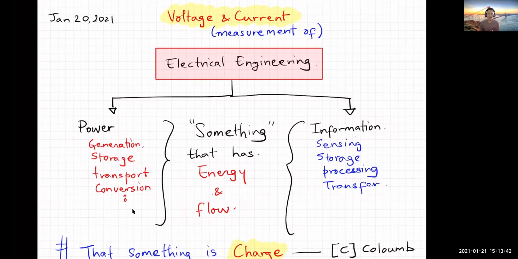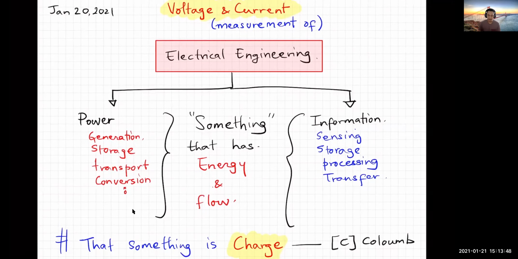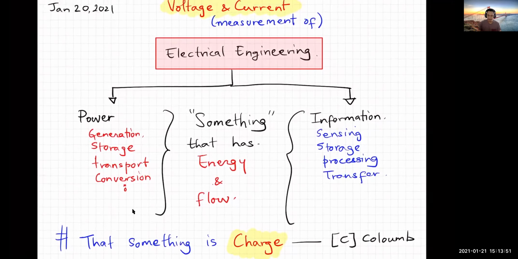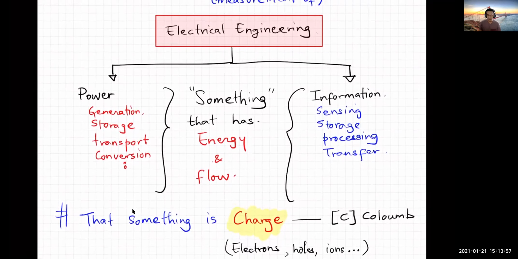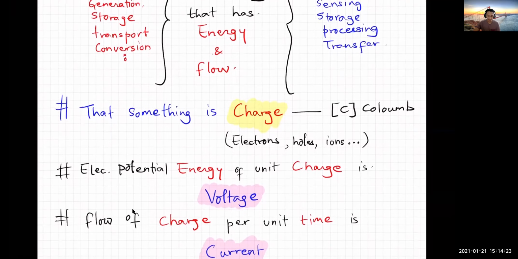So there has to be something that carries this energy and flows from one point to another, and that something is charge, okay? And that charge can be electrons, holes, or ions of different kinds. But the charge is the fundamental quantity, and its unit is coulombs. It's measured in coulombs. Okay. So this charge carries some electrical potential energy, and you can move that charge from one point to another, causing a flow of that energy or information from one point to another.